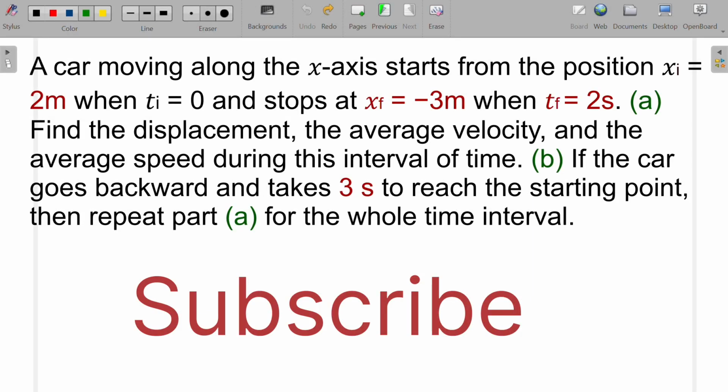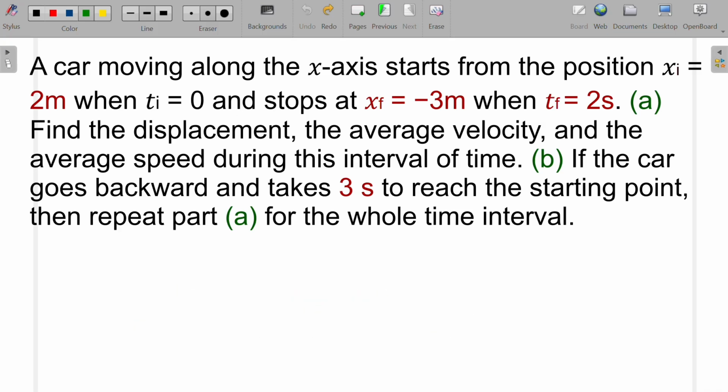Hello viewers, so we have this question under kinematics that was under motion in one dimension. It's saying a car moving along the x-axis starts from the position x1 is equal to 2 meters when t1 is equal to 0 and stops at x final, which is equal to minus 3 meters when t final is equal to 2 seconds.